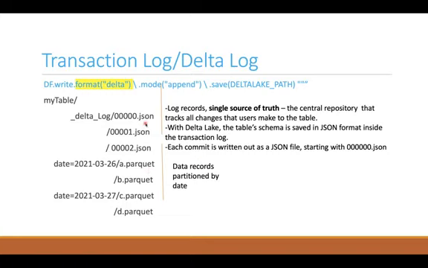Here, what is this JSON file? JSON file is nothing but it is used to store the metadata. For each and every commit, it will create a JSON file. What is the use of this JSON file? This is useful to track all the changes that users make to the table.